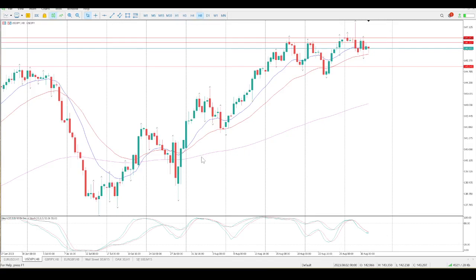Just looking at US dollar Japanese yen, this rejection here is fairly solid, but we are sideways, so I'm not going to read anything into that just yet. I'm not interested in any shorts here until we drop below 145.045.